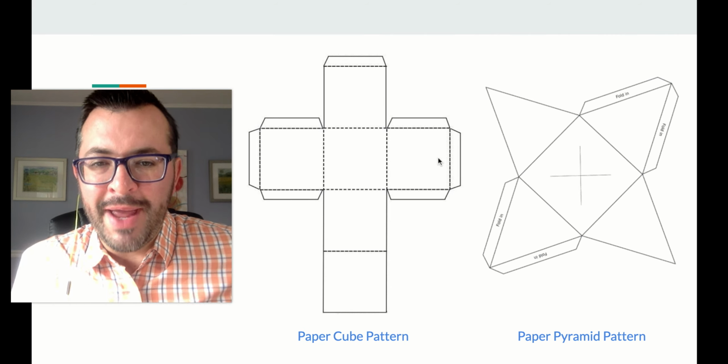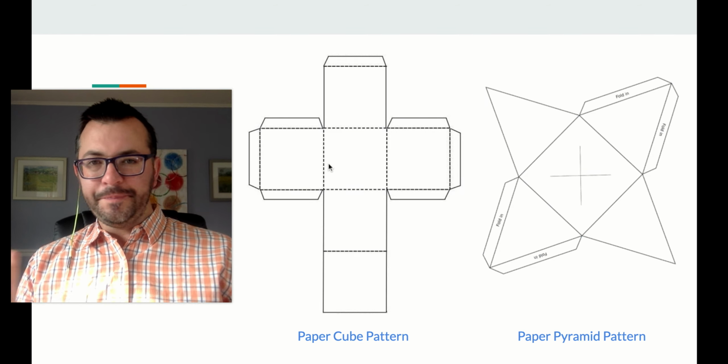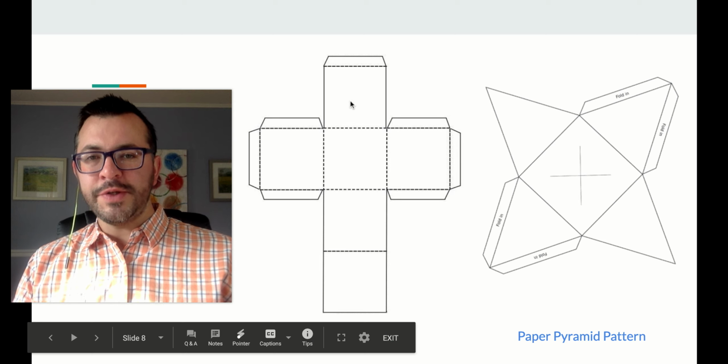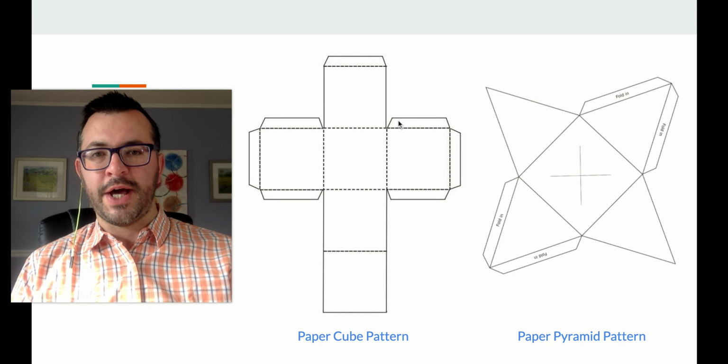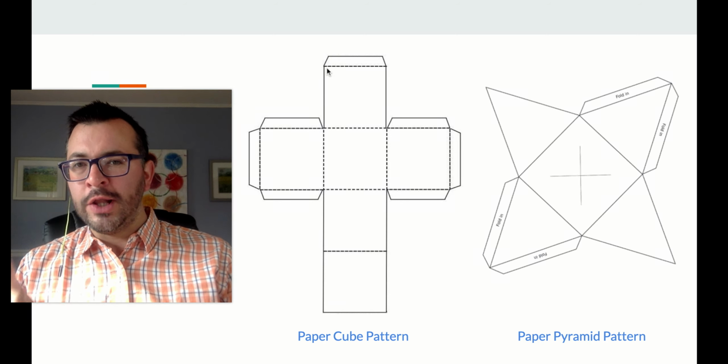So what you would do to make this, if you were to draw out something like this, it's the 6 squares set up in this pattern with little flaps on it. You'd cut this out, and then you'd fold along all of these dotted edges.